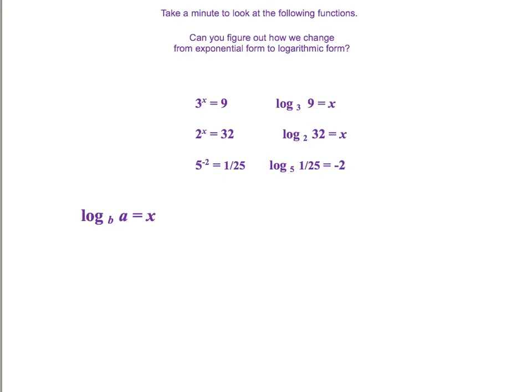Now let's look at the second row. We have 2 to the x power equals 32, and we have log base 2 of 32 equals x. So here again, the base of my exponential function becomes the base of my log function. The exponent of my exponential function becomes the answer to my log function, and the answer to my exponential function becomes the argument of my log function.